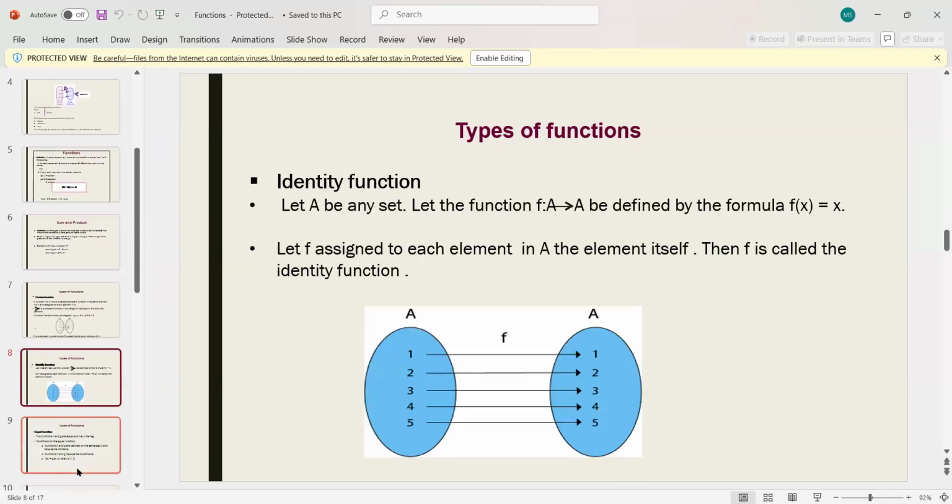Right? Then other types are identity functions. Let A be any set. Let the function f from A to A be defined by the formula f of x equals x. Now here you can see whatever value comes here, it comes here also. Let f assign to each element in A the element itself. Then f is called an identity function. Now here you get 1, 2, 3, 4, 5. Similarly, after the process, you get the same elements. Those are known as identity functions.